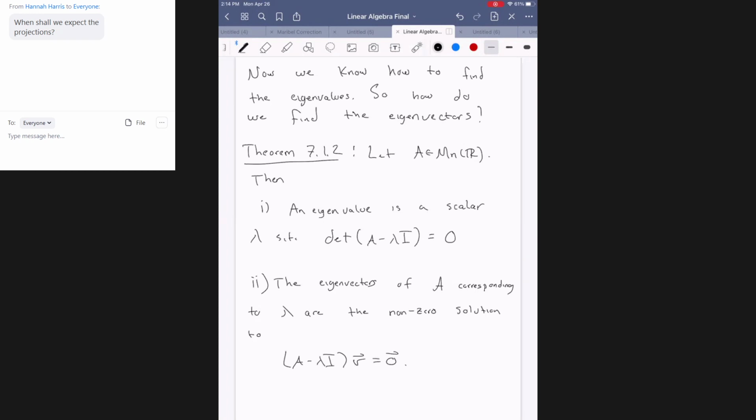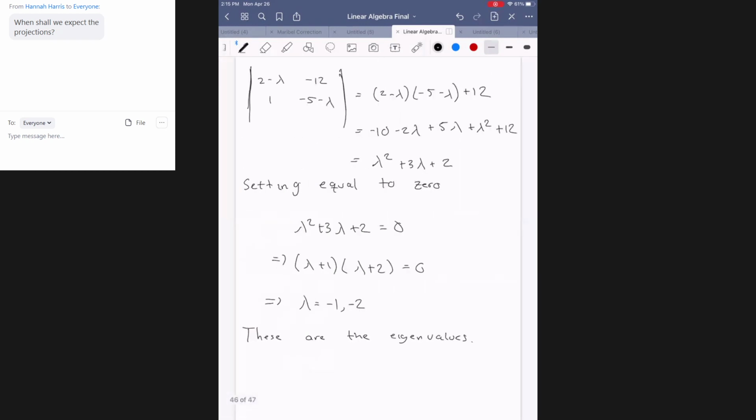Okay, so this summarizes what we did. The first part is what we already did, and the second part is what we're going to do right now. So now let us find the eigenvectors. Taking the example from last time, all we have to do is plug it into A minus lambda I times v equals 0 and solve for v.